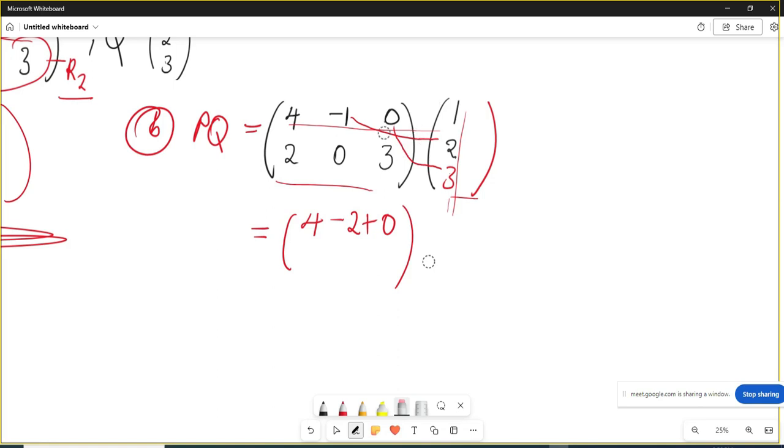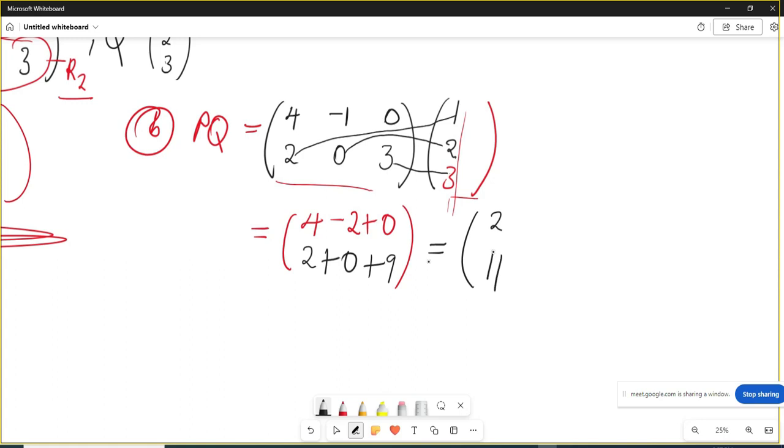We'll now use the same principle on the second row. So meaning that we multiply these two by 1. So 2 times 1, the answer is 2. And then from there, we multiply 0 by 2. 0 times 2, the answer is positive 0. And then we go to 3 times 3, which is 9. Okay? And then when we simplify this, we are going to have 4 minus 2 plus 0. The answer is 2. Then 2 plus 9, you agree with me to say, the answer is 11. So this is our answer.